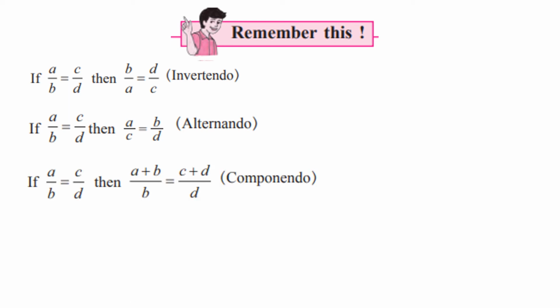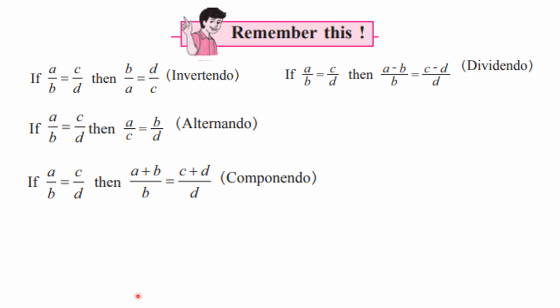The third property is componendo, meaning addition to the numerator. If a/b = c/d, then (a + b)/b = (c + d)/d. Next one is dividendo. If a/b = c/d, then (a − b)/b = (c − d)/d.